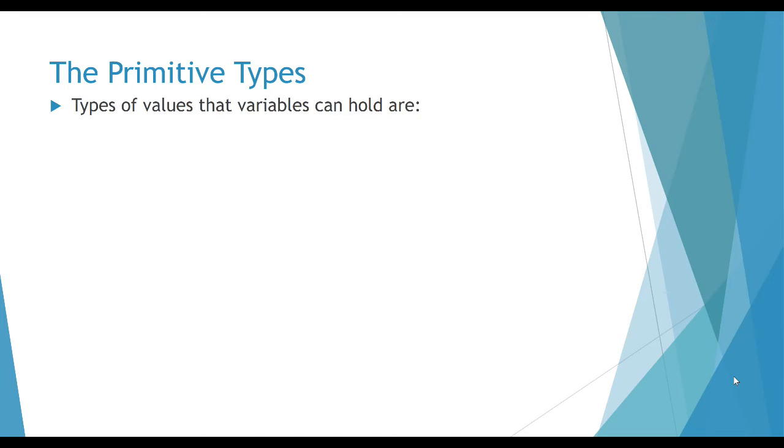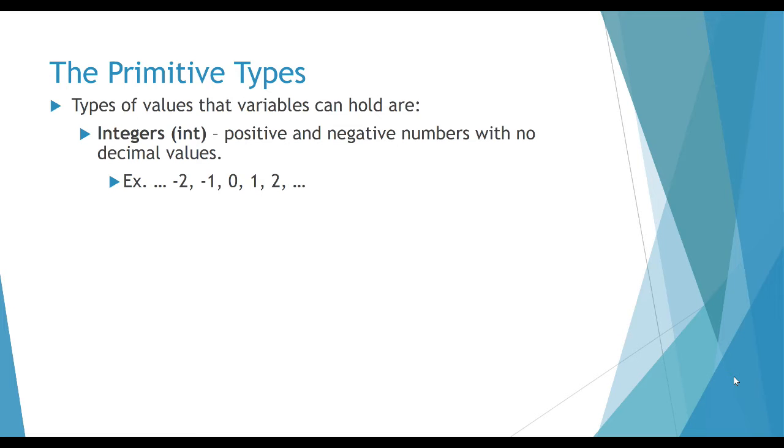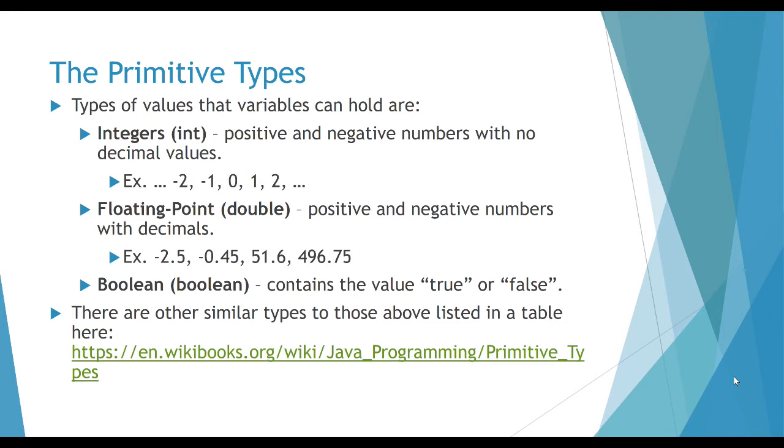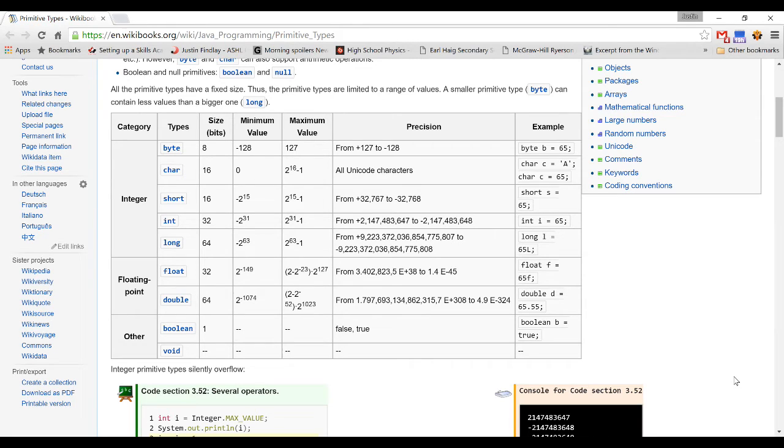The first few types are known as primitive types, so types of values that variables can hold are integers, which are positive and negative numbers with no decimal values, floating point, which are the double type, which is positive and negative numbers that have decimals, boolean, which contains the value true or false, and there are other similar types to these that are listed in this table here. This website gives a nice overview of the type of variables that we can have.